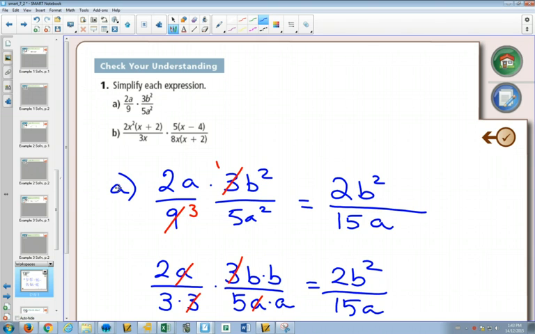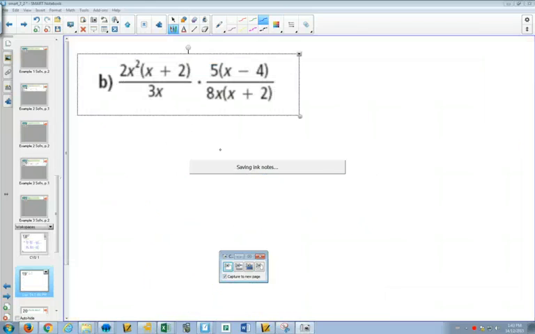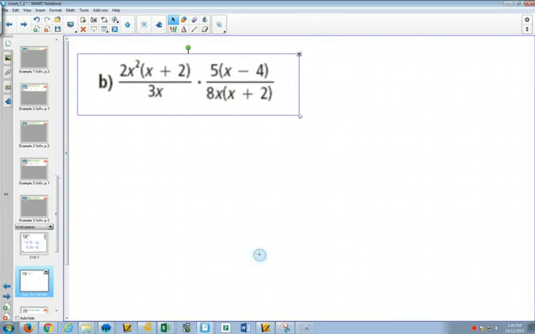Now in part B here, if we look at our numbers, on the top we have 2 times 5. On the bottom we have 3 times 8. On the top and the bottom, is there anything we could simplify? The 2 and the 8 would simplify to 1/4, right?